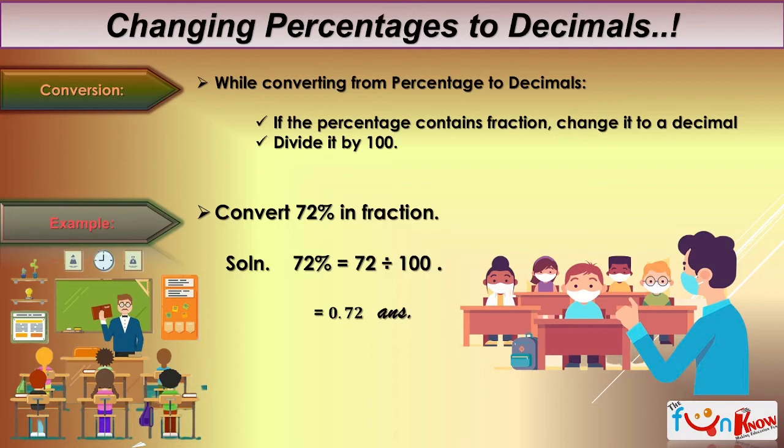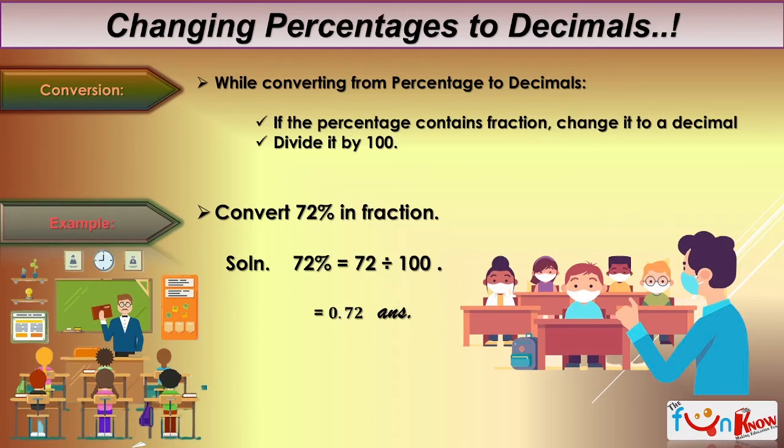So what we are going to do is just divide 72 by 100. As soon as you divide 72 by 100, you will see, students, because it has two zeros, you can already see that your answer will be 0.72.